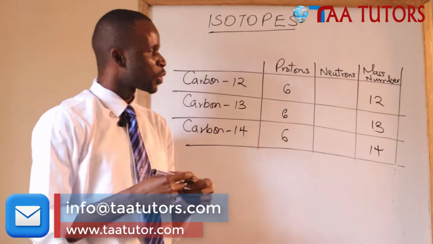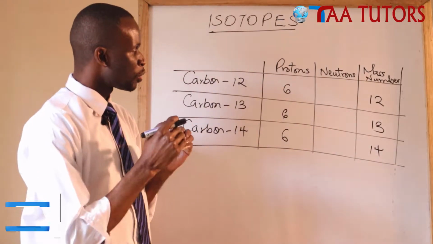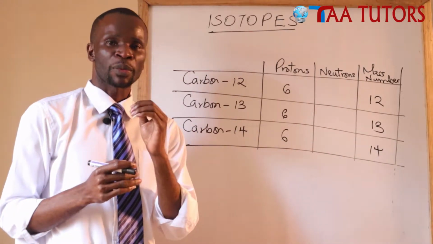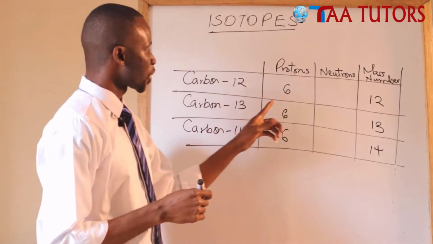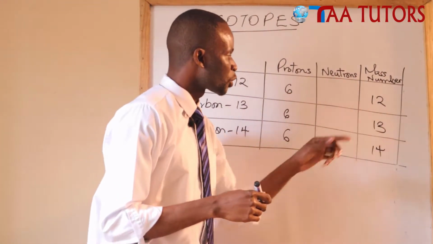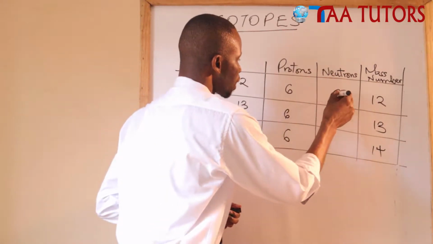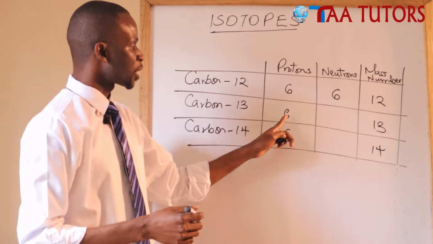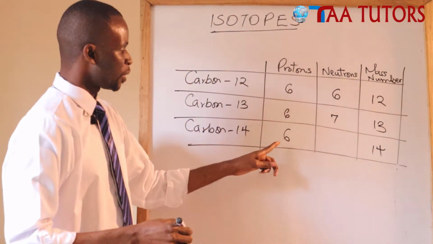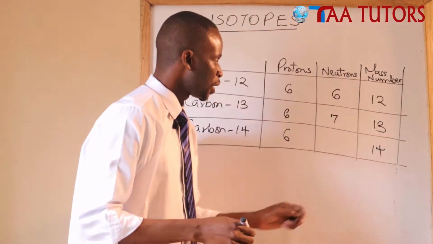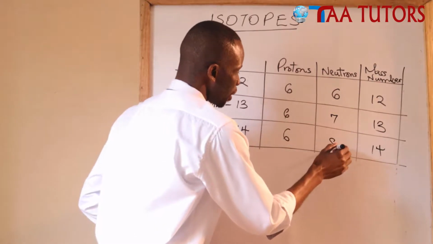In the previous lesson, we saw that when you want the neutron number, you subtract the proton number from the mass number. In this case, we subtract 6 from 12, which gives us 6. Here we take away 6 from 13, which gives 7. And then I take 6 from 14, which gives 8.